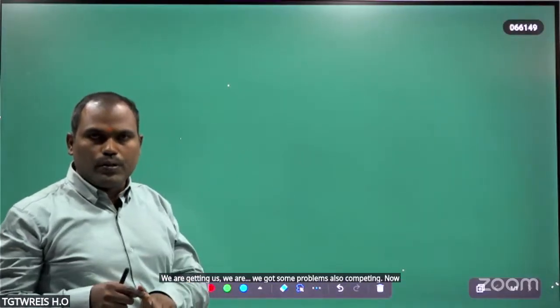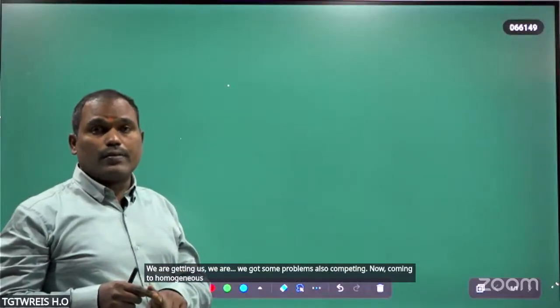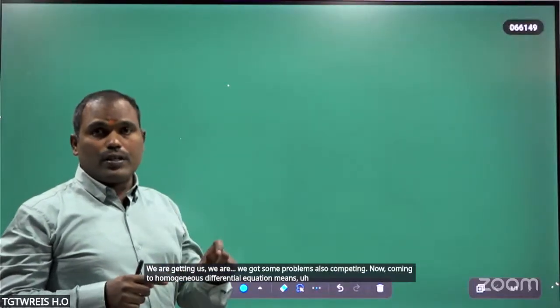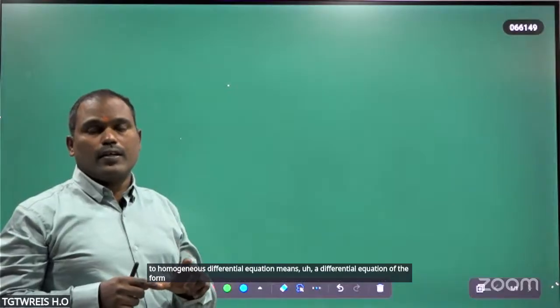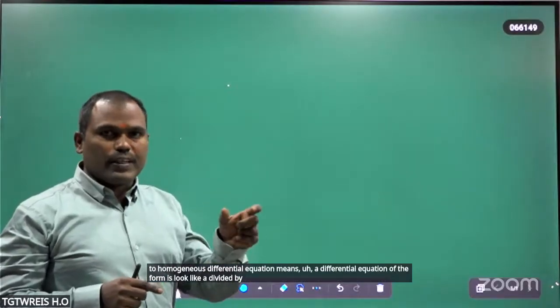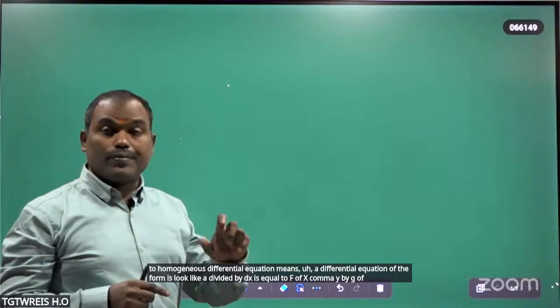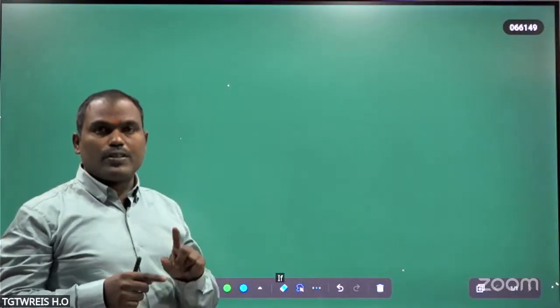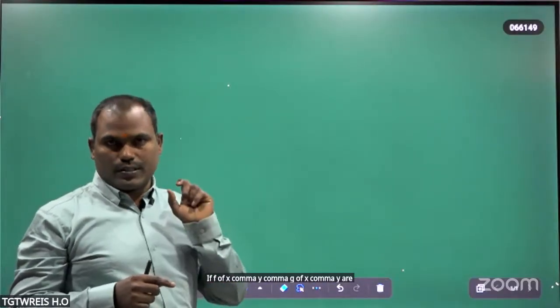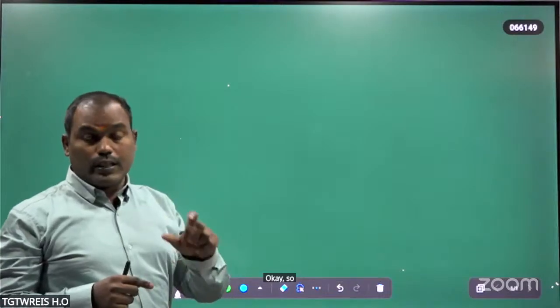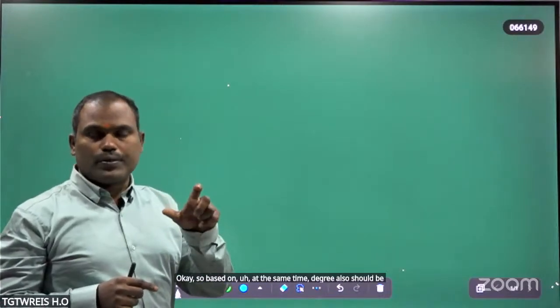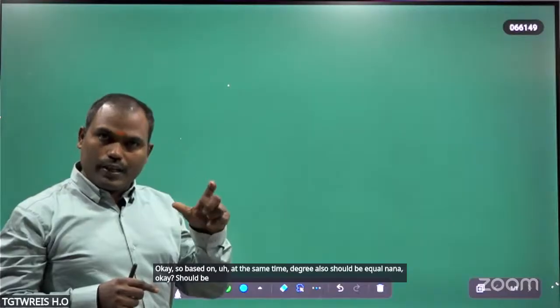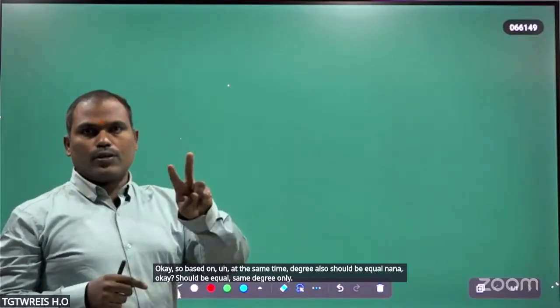Now coming to the homogeneous differential equation: a differential equation of the form dy by dx equal to f of x comma y by g of x comma y, where f of x comma y and g of x comma y are two functions. At the same time, the degree should also be equal, the same degree only. In this we have two cases.